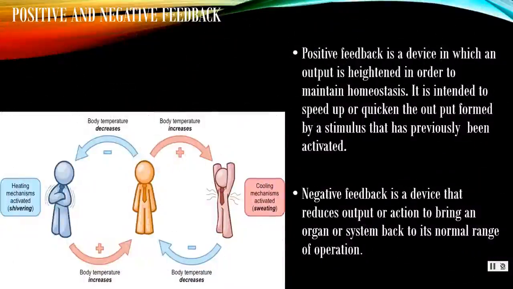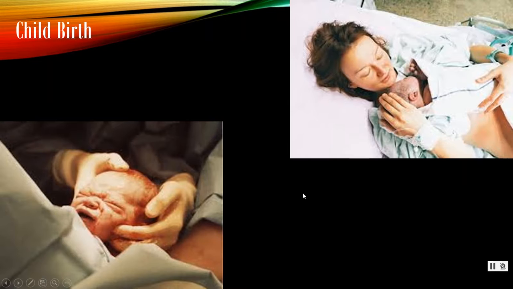Now, in order to understand how they work together, we need to know what their purposes are, or how it works. That's basically through positive feedback and negative feedback. So positive feedback is a device in which an output is heightened in order to maintain homeostasis. It is intended to speed up or quicken the output formed by a stimulus that has previously been activated. Now, negative feedback is just the opposite. It's a device that reduces output or action to bring an organ or system back to its normal range of operation.